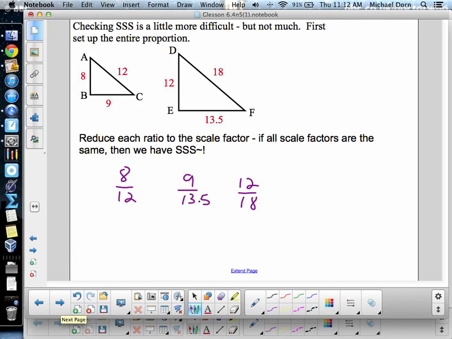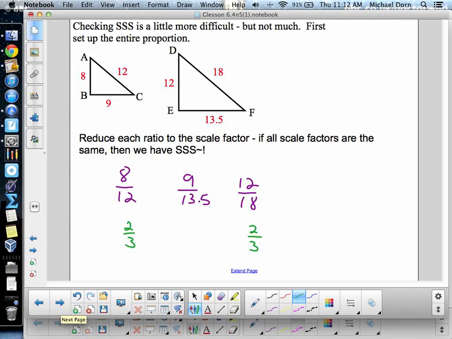Now, I can't just cross-multiply because there's 3 of them now. If I want to do the cross-multiplying thing, I'd have to first do it with these 2, and then with these 2, and then with the third set of 2, and if all those proportions came up correctly, I'd have to do 3 sets of cross-multiplying. I'd rather not. So instead, I can reduce all these fractions to lowest scale factor terms. 8 over 12, well, 4 goes into both those, that's 2 over 3. 12 over 18, 6 goes into both of those, that's 2 over 3.